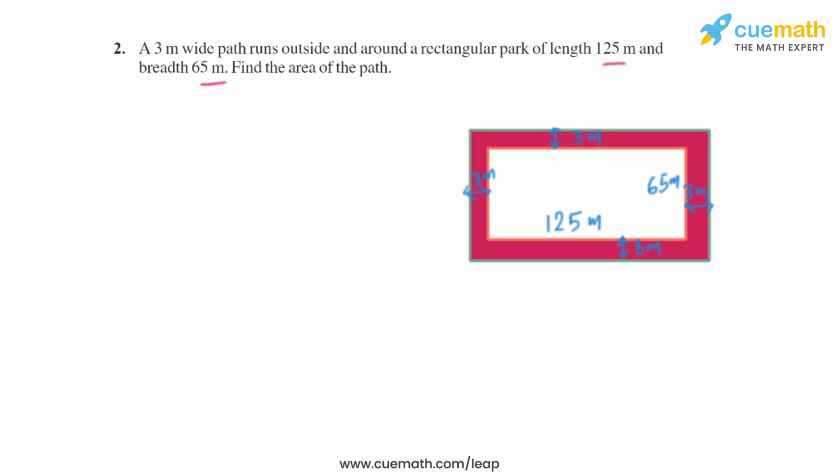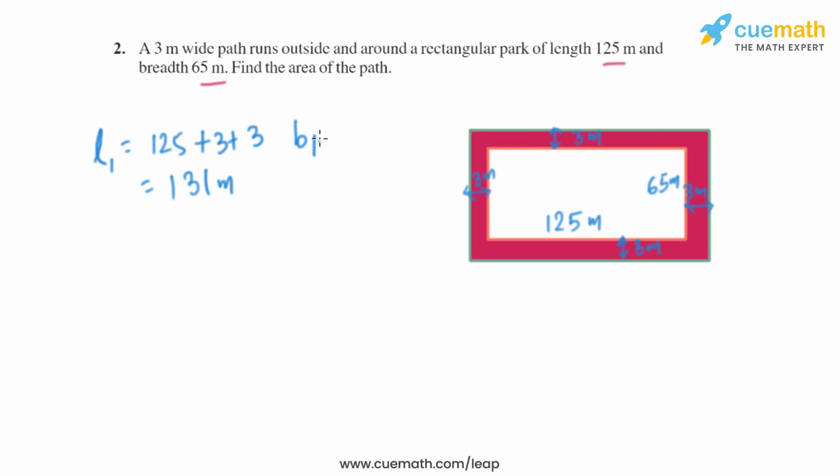breadth 65 meter. So let us consider the length of the bigger rectangle, that is L1. It equals 125 plus 3 plus 3. So it is basically 131 meter. So that is the length of the bigger rectangle.